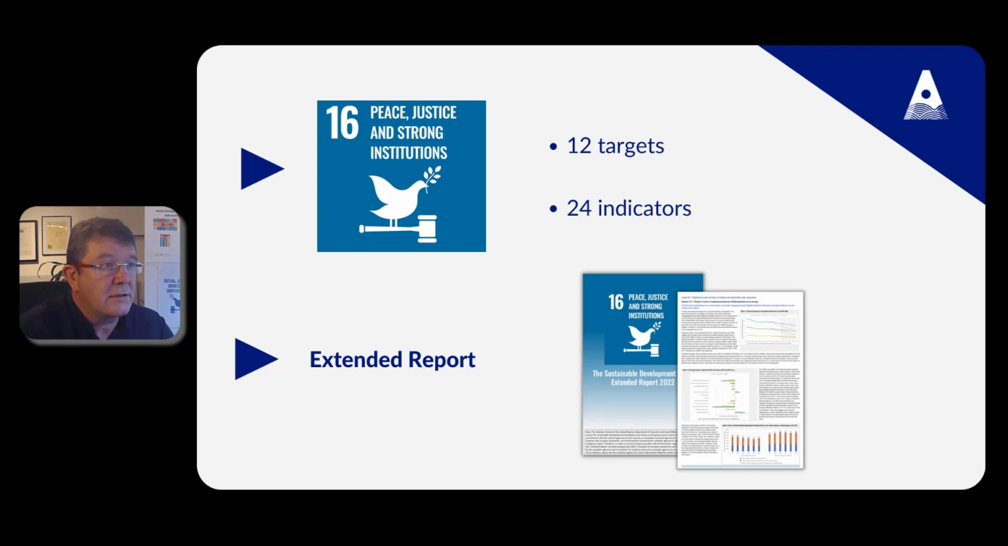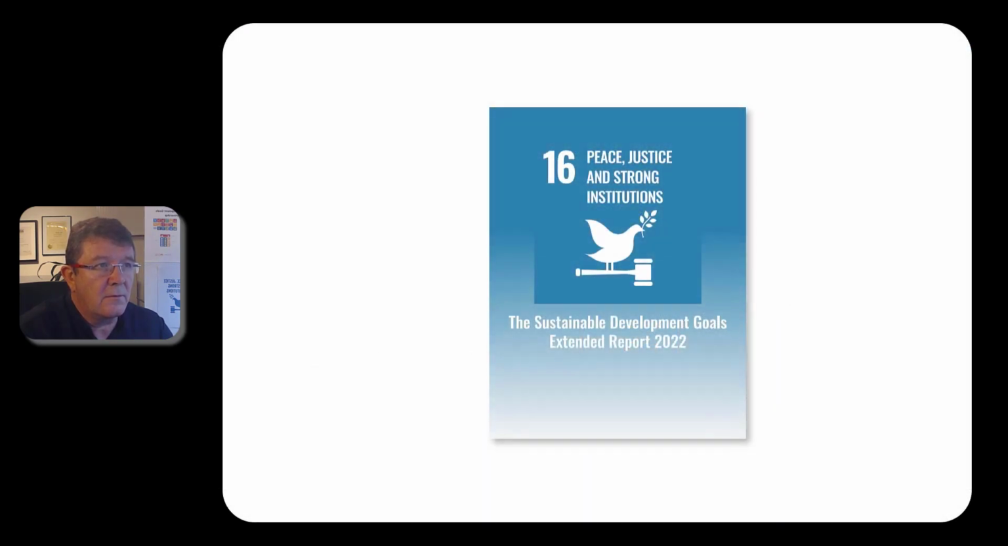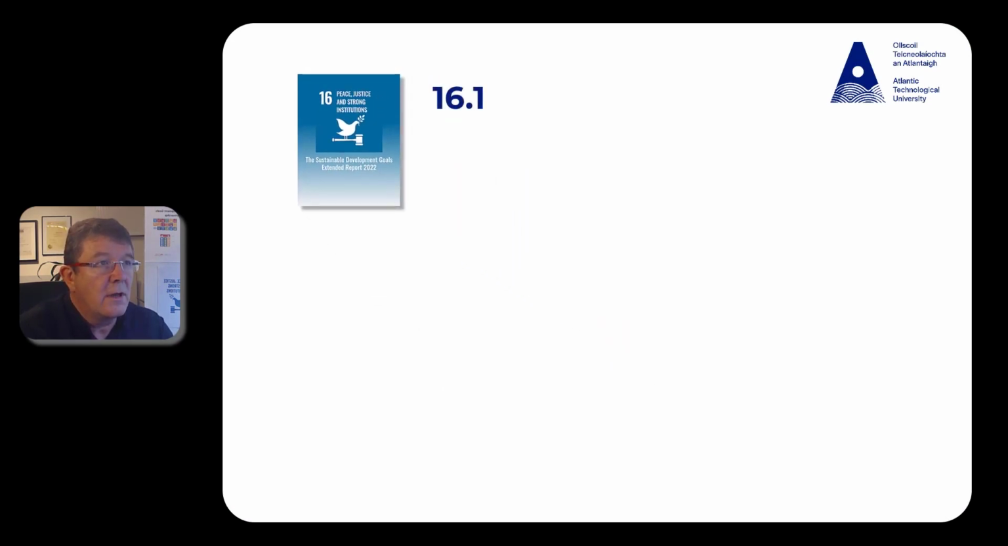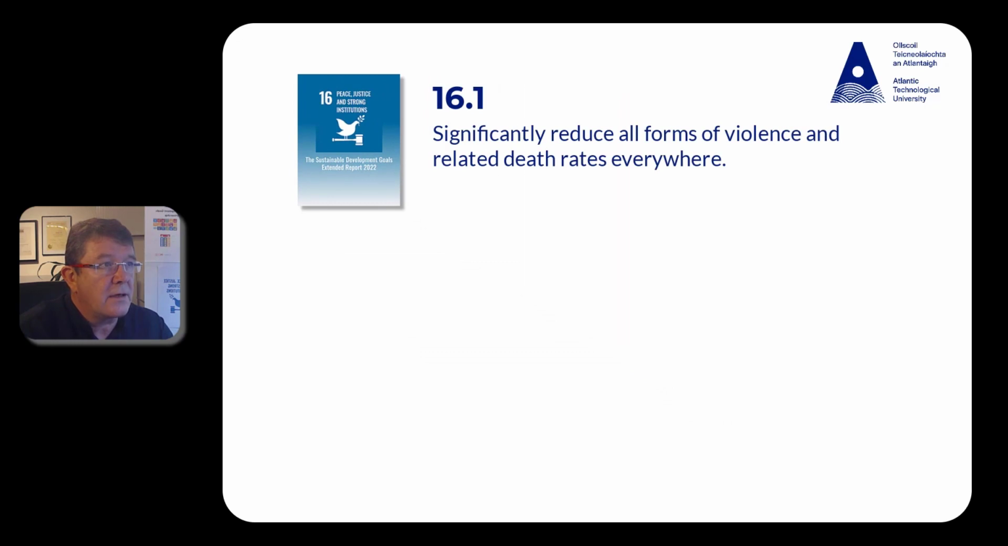There are a number of surprising statistics in this. I'm not going to go through all of them, but I'm going to go through a number of the ones that I find most interesting. So let's start. We're going to start with target 16.1, significantly reduce all forms of violence and related deaths everywhere.